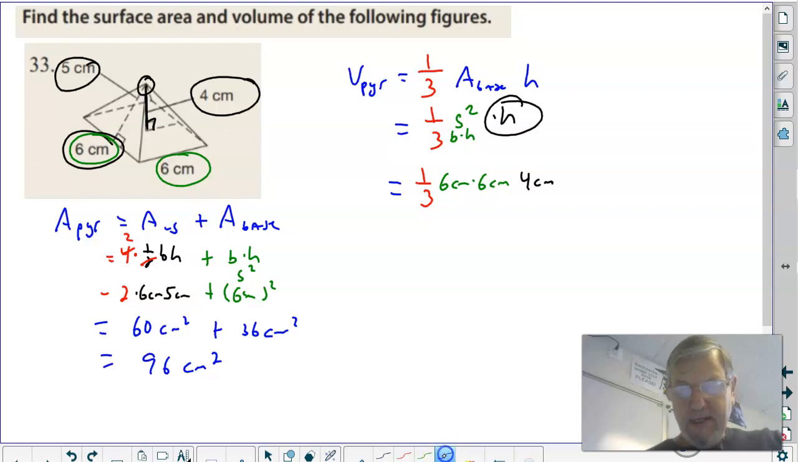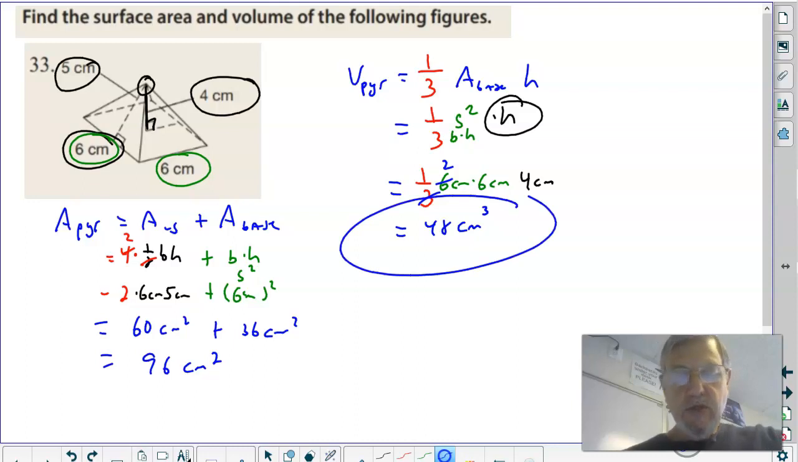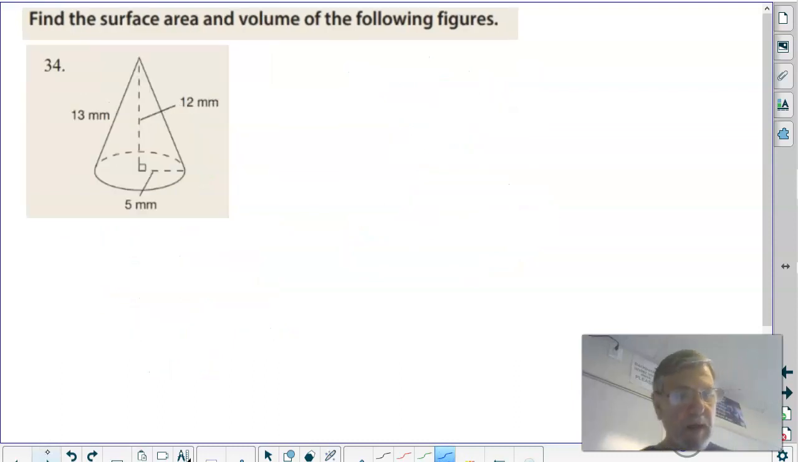All right, I can do this in my head. 1/3 times 6 is 2. 2 times 6 is 12. 12 times 4 is 48. Centimeters times centimeters times centimeters is centimeters cubed. And our volume is 48 centimeters cubed. And there you have number 33. All right, one more to go. One more to go. And we've got a cone.